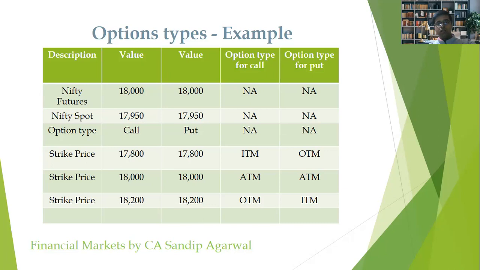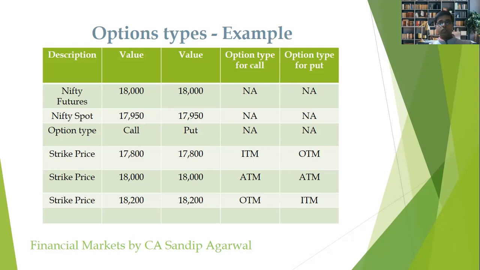So in this case, in the first column, we have given the 17,800 strike call, which is basically in the money for the call option. Why? Because Nifty futures, which is the underlying instrument, is priced greater than the strike price of this call. Similarly, the 18,000 strike call will be called at the money for the call option, and 18,200 will be called out of the money for the call option when the Nifty futures is trading at 18,000. Similar is the scenario for the put option.